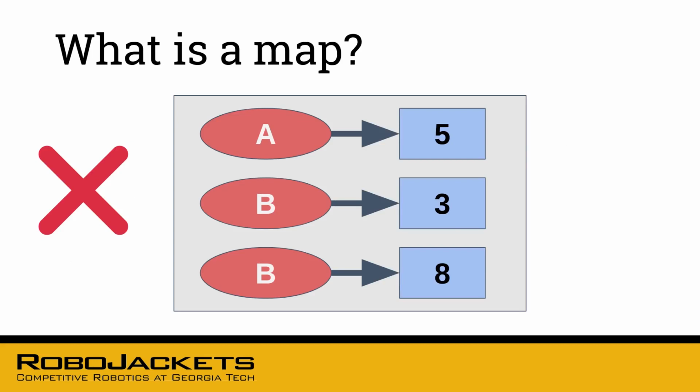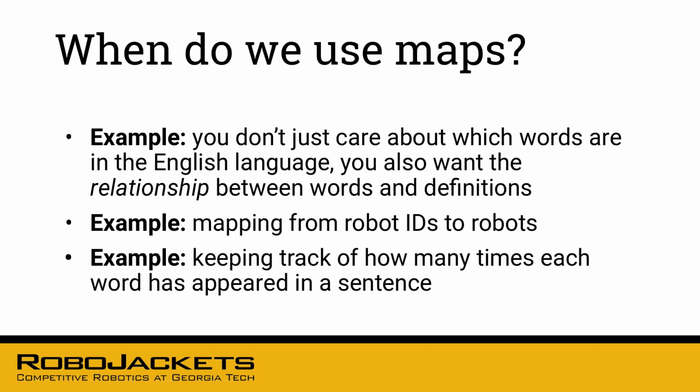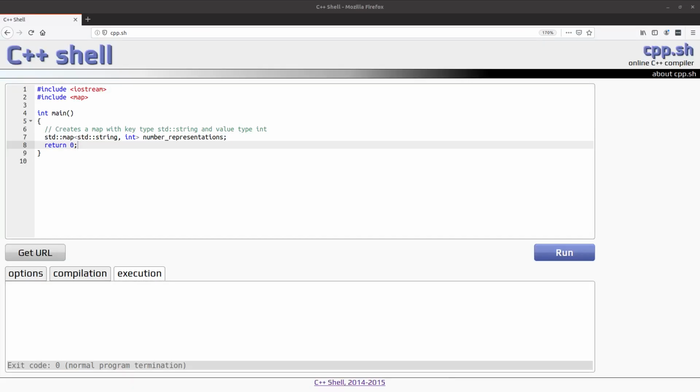Maps are very useful when you want to look up something other than just in-sequence integers. For instance, you might want to keep a dictionary of all the words in the English language that you can look up definitions for. Another example is in robotics, when you have multiple robots. You might have different IDs that you want to use to look up each of your different robots, so you can refer to them by ID. Finally, an example that we'll see fleshed out in a little bit is a word count map, where the keys are strings, words, and the values are integers representing how many times each word has appeared in the sentence.